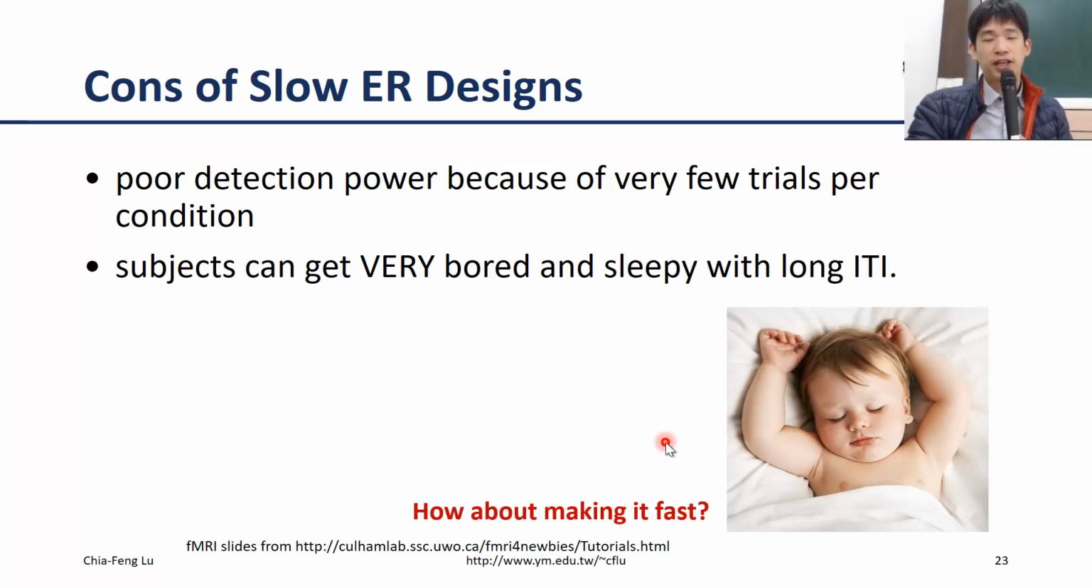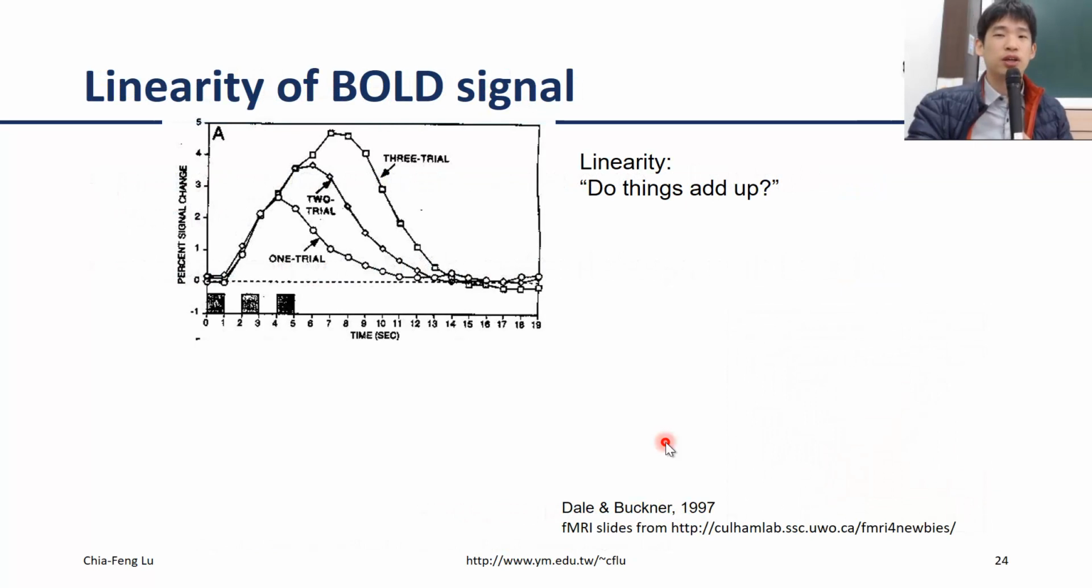So how about making it fast? Can we give a faster version of the event-related design? Of course, but before I introduce the so-called rapid ER version, we need to first review the linearity of the BOLD signal. Linearity is actually the phenomenon where we always ask: do things add up? Do the BOLD responses add up with each other? We take this as an example.